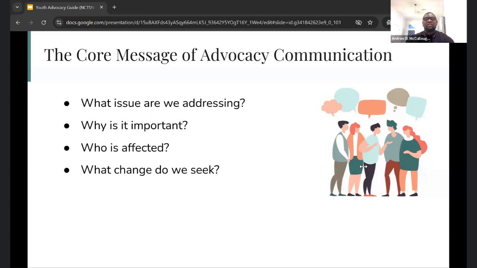First, identifying the core message. Even before communicating our advocacy efforts, we must define the core message. That core message should answer these questions. Again, what issues are we addressing? Why is it important? Who is affected? And what change do we seek? A well-defined core message ensures that our advocacy is focused and impactful. It should be easily understood by a broad audience while being specific enough to convey urgency and its significance.